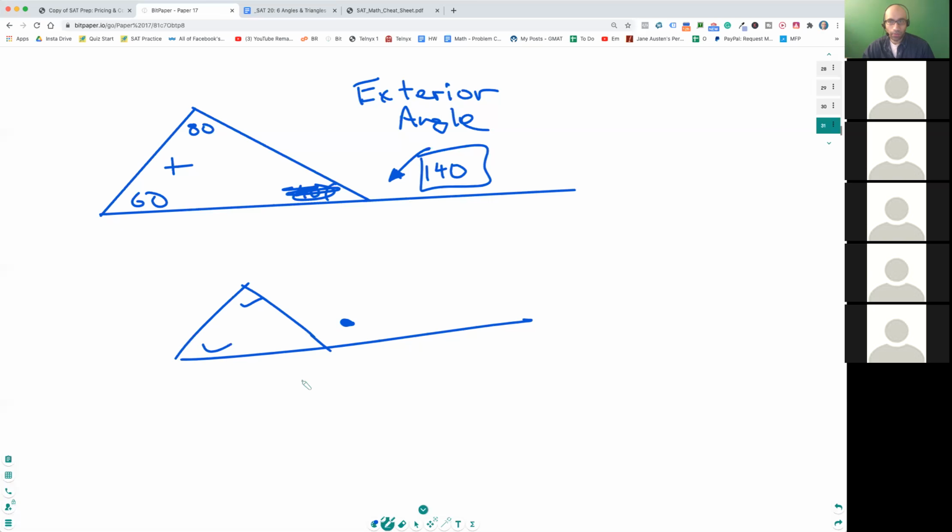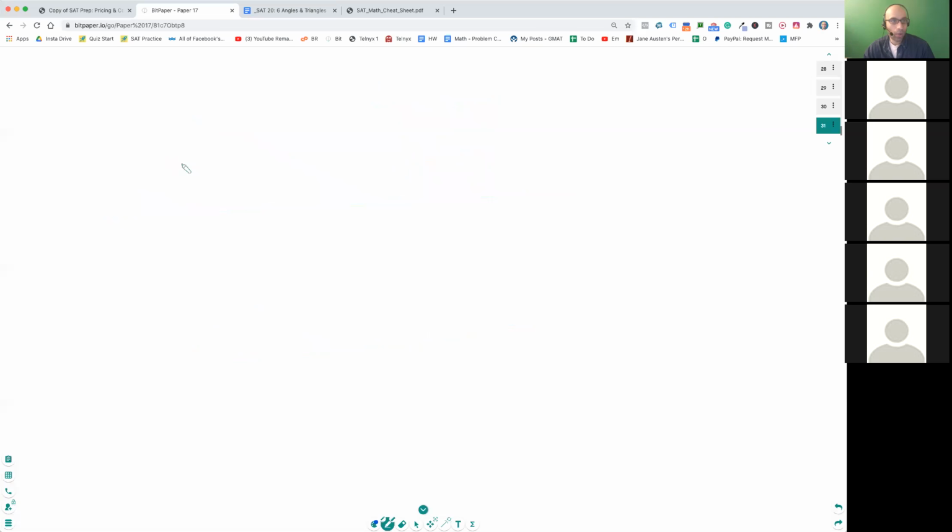Now let's do one real quick. Let's say you've got a triangle that looks weird like this, but it's got this one is 100 and this one is 40. So how much is this? 140, this is 140, right? Super easy to realize, very easy. So real quick, you can save a lot of time on this.